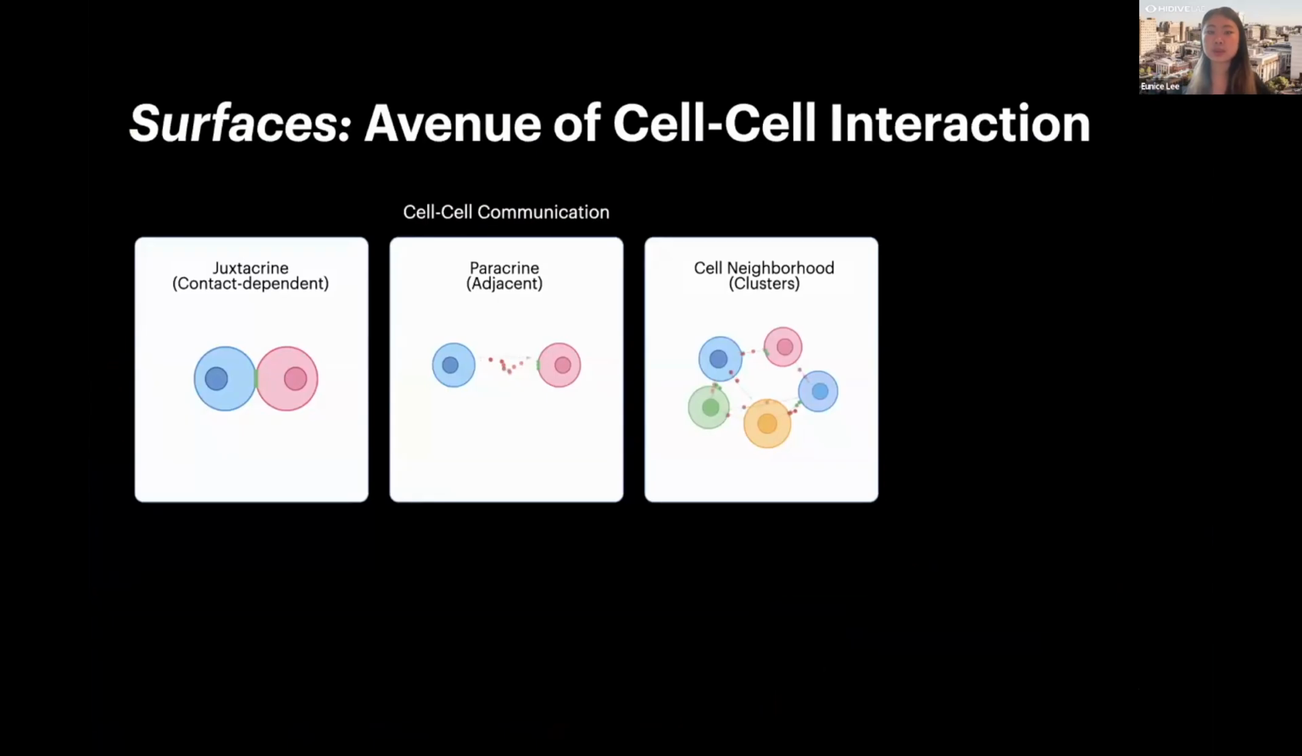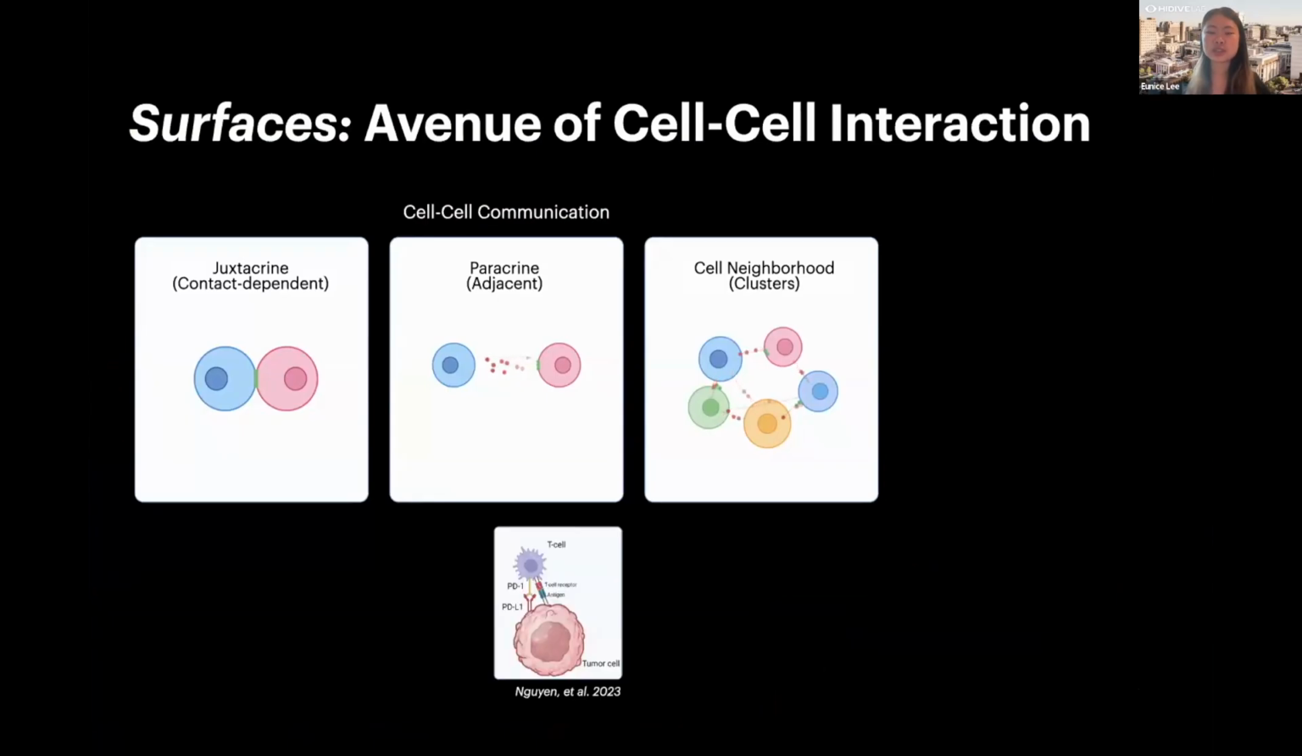And this is because cell to cell communication, which is critical in understanding disease pathologies and disease progression, such as the widely well known PD-1, PD-L1 ligand to receptor pair for cancer and tumor suppression, we see that these interactions occur either when cells are directly in contact with each other or in very close proximity with each other in terms of their actual membranes.